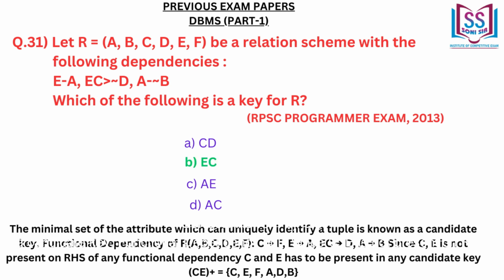EC. The minimal set of the attribute which can uniquely identify a tuple is known as a candidate key. Since C, E is not present on the RHS of any functional dependency of R, C and E have to be present in any candidate key.